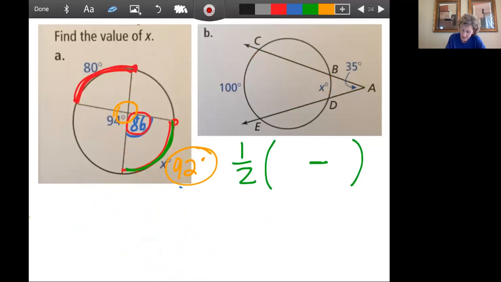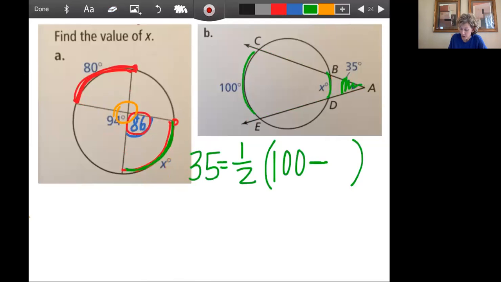This one is saying that an angle outside the circle will equal 1/2 the difference of the intercepted arcs. And so in this case, what we have is 35, this angle, equals 1/2 of the larger arc minus the smaller arc, which is X. Do you see that? And so then again, I can clear the fraction. That's what I like to do.